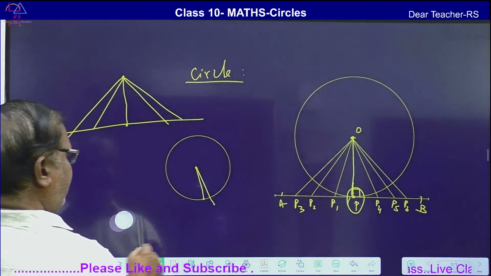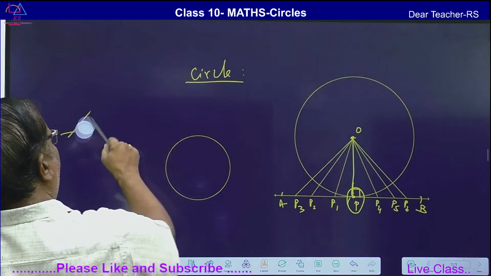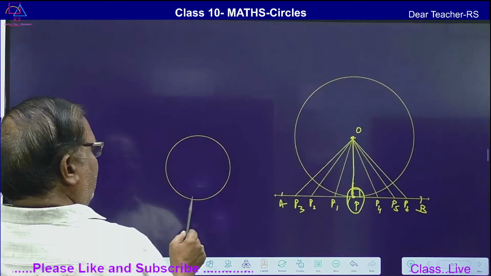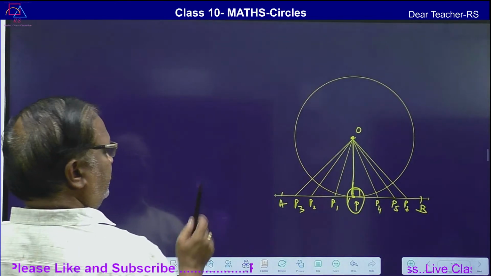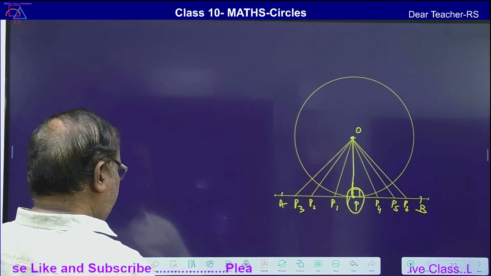You can refer to the textbook, and you can go ahead with the textbook proof. So now this is theorem number 1. Let us go to theorem number 2.